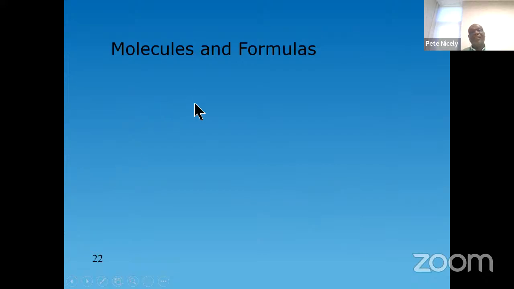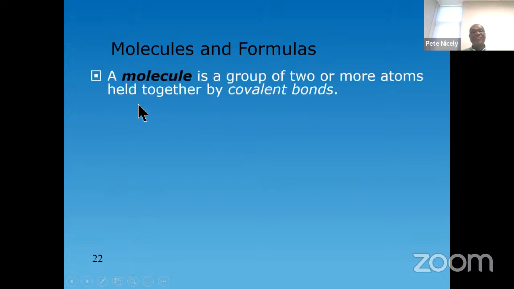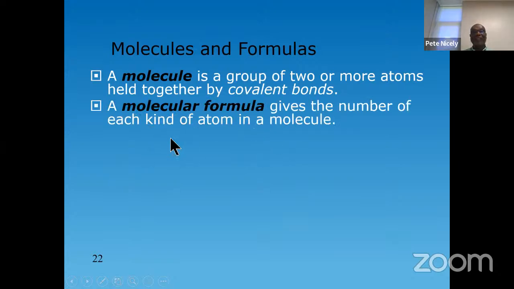Okay, let's move on from the periodic table and talk about molecules and formulas. And again, this is something that you should have met before in your introductory chemistry class. And let's start off with a discussion of the molecules. So molecules are basically a collection of atoms that are held together by covalent bonds, right? So basically it's a group of two or more atoms that are held together by covalent bonds.